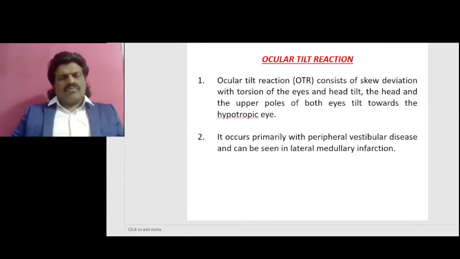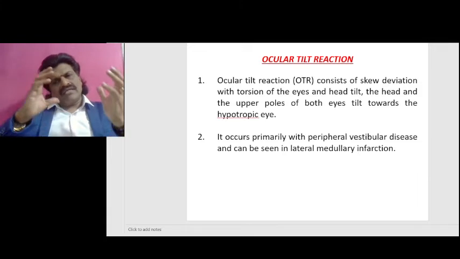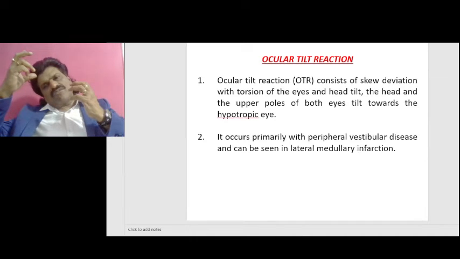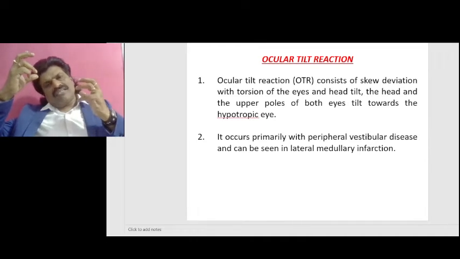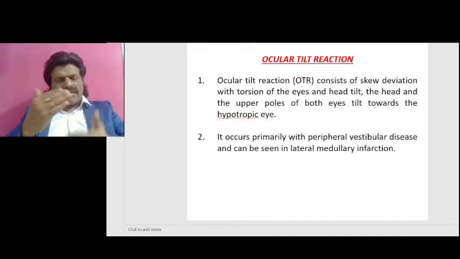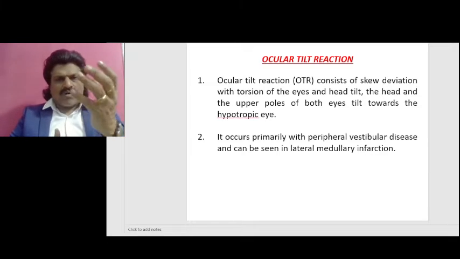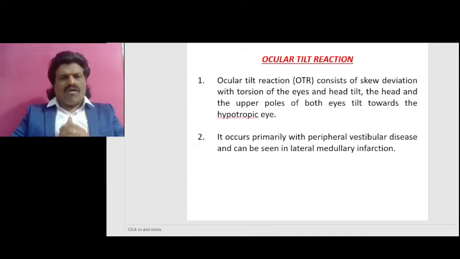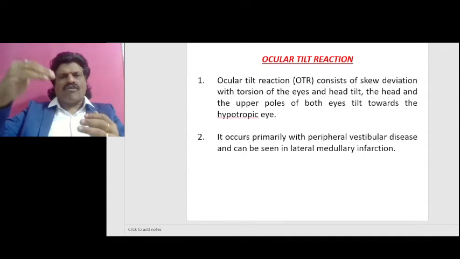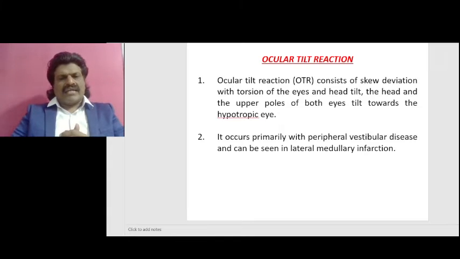So in counter roll, when we turn the head to one side, the eye goes upwards on the same side, superior rectus and superior oblique intorting. On the other side the eye comes down, inferior rectus and inferior oblique, extorting. This is physiological ocular counter roll. But when it becomes pathological, opposite things occur, which we call ocular tilt reaction. Ocular tilt reaction consists of skew deviation. Skew deviation is a vertical misalignment of the eyes. So ocular tilt reaction consists of skew deviation with torsion of the eyes and head tilt.